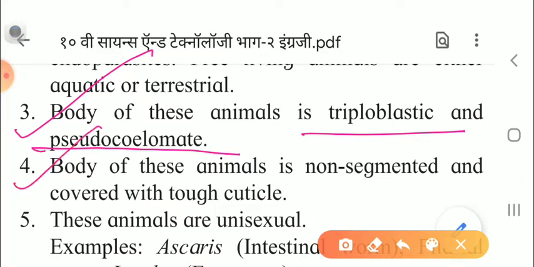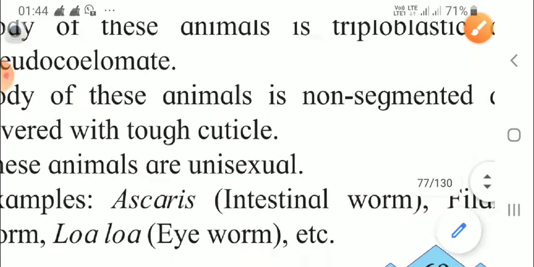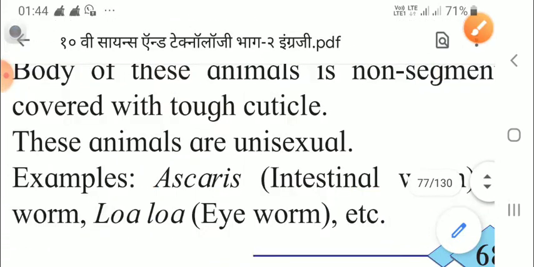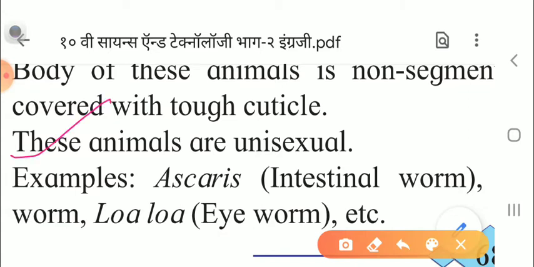Now the fourth point is the body of this animal is non-segmented. That means no segments are present, and the body is covered with a tough cuticle. Cuticle means outer layer. Now let us see the next point. These animals are unisexual. Unisexual means either the male reproductive organ or the female reproductive organ is present in one organism. So male and female are separate.